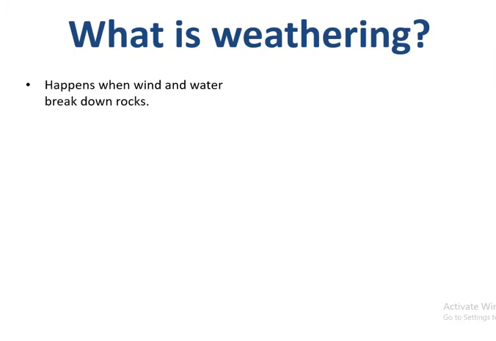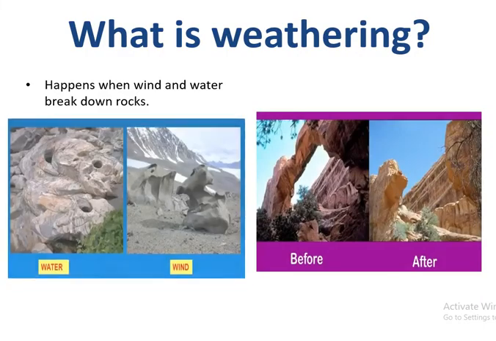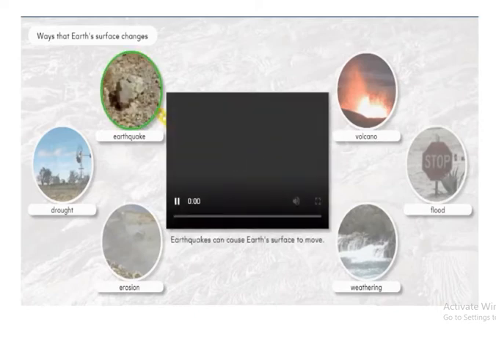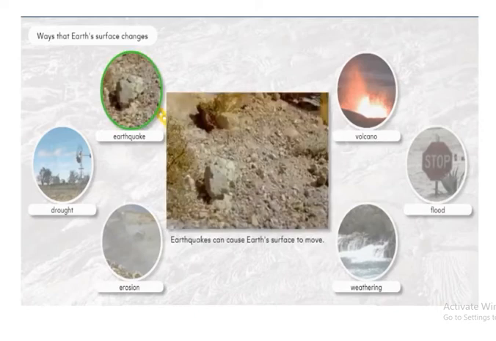Today we will study about weathering. What is weathering? Weathering happens when wind and water break down rocks. Now I want you to listen carefully to every single word. Have you heard about the changes on Earth's surface? This is true with Earth's surface. Earth's surface is always changing because of different types of natural events. Today we will see examples. The vocabulary words in our lesson are earthquake, volcano, flood, weathering, erosion, and drought.